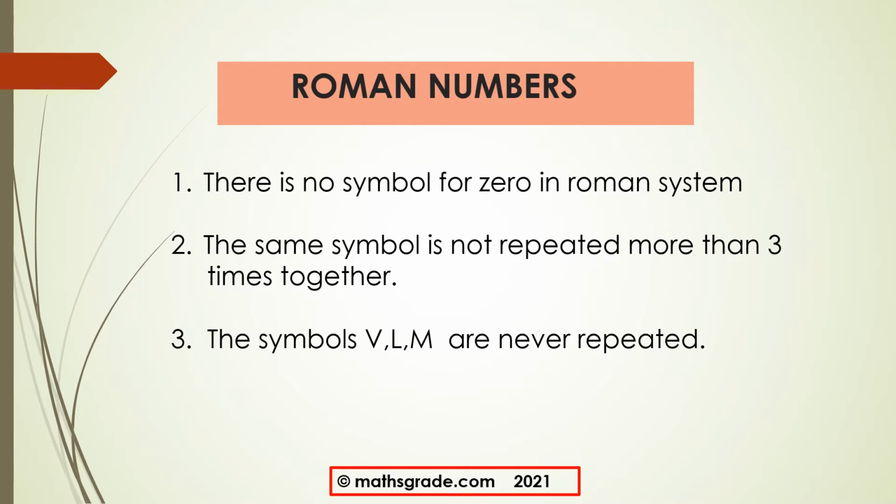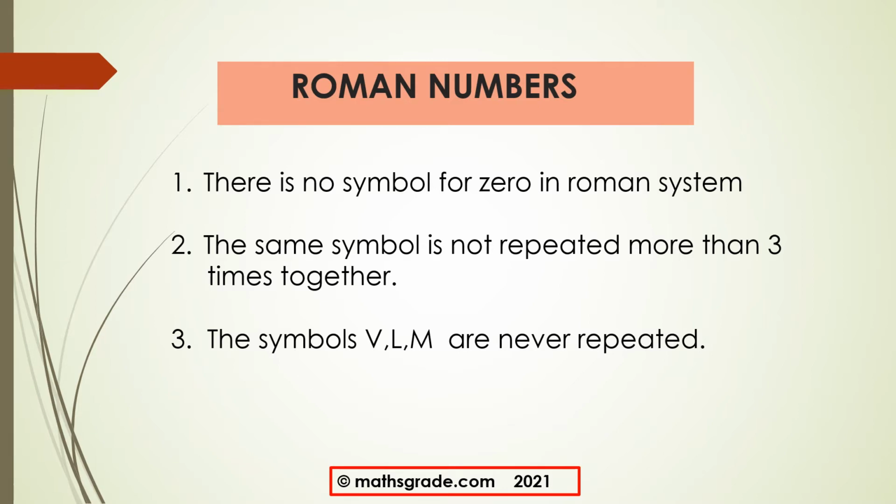Roman numbers. Now we discuss Roman numbers. What are Roman numbers? There is no symbol for 0 in the Roman system. In Hindu-Arabic numerals, 0 is there. 0 is a whole number, but in Roman civilization, there is no symbol for 0. The same symbol is not repeated more than 3 times together, like I.